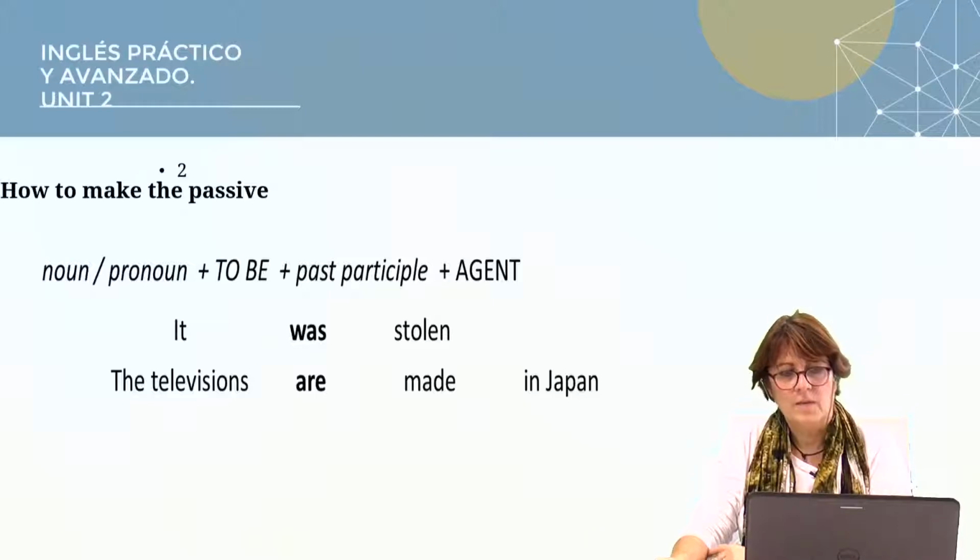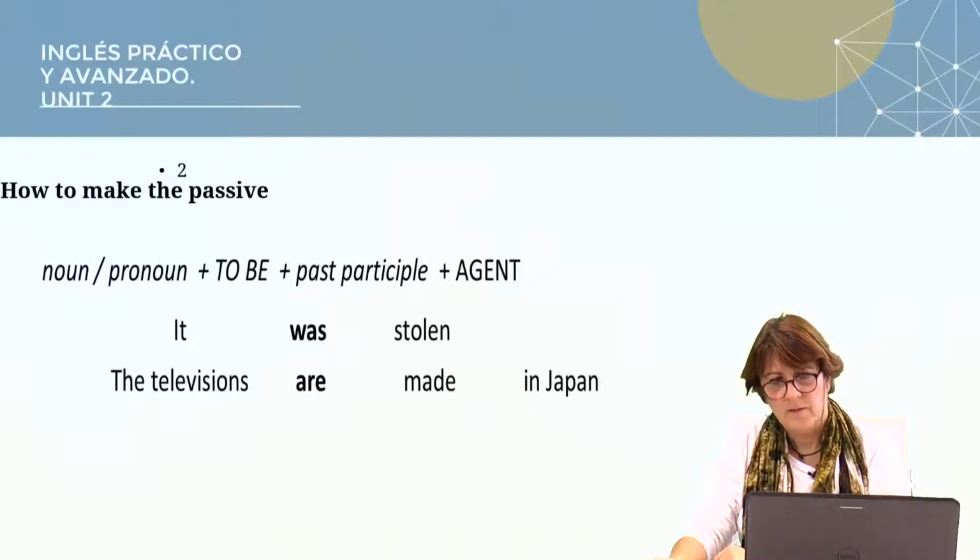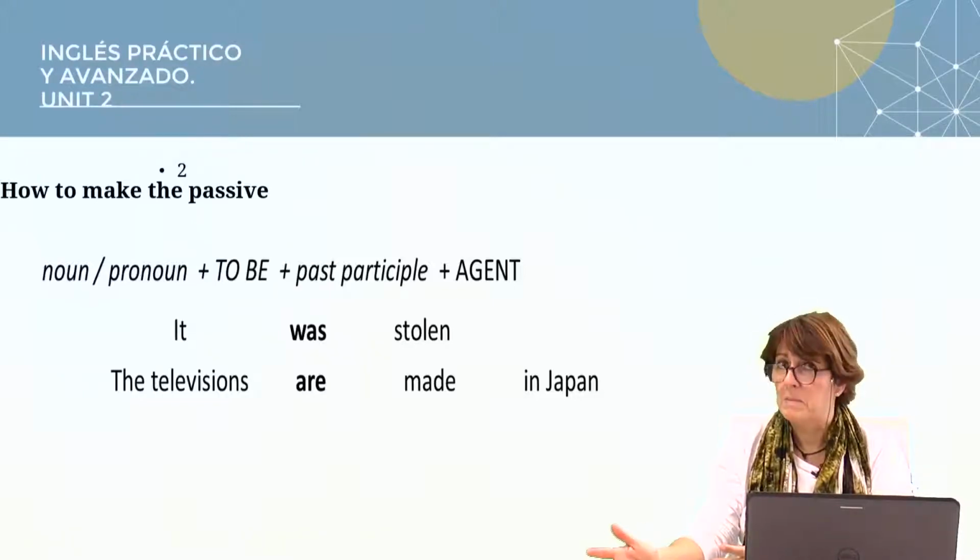The televisions are made in Japan, okay? So who? We don't know. The televisions are made in Japan, probably by the Japanese, but you don't know, you don't need to put it, okay?